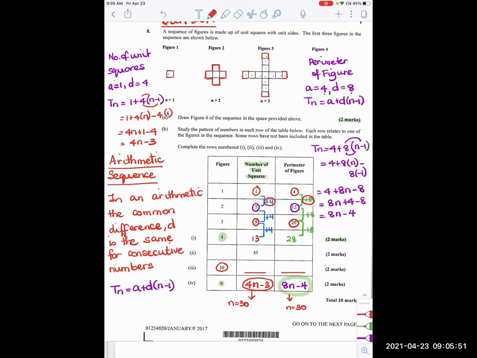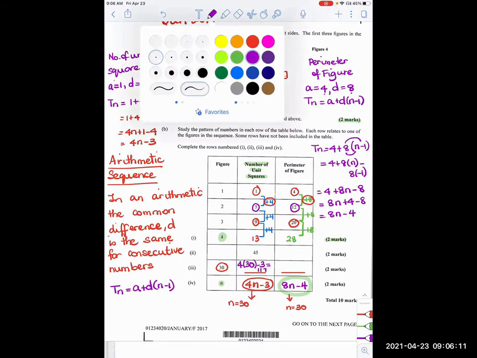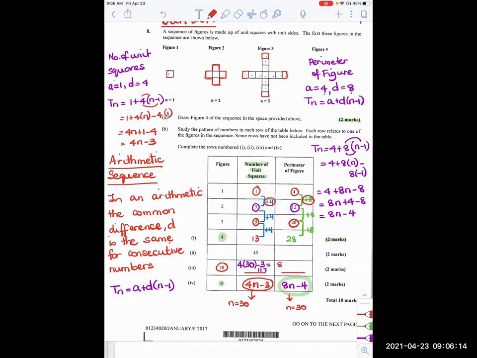All right, are you all finished? Yeah, miss. So we are supposed to have 4 times 30 minus 3, which will give us 117. Did you all get that? Yeah, miss. And then we are supposed to have 8 times 30 minus 4, which is 236. Jody, you didn't get that? No, yes, I did get it.